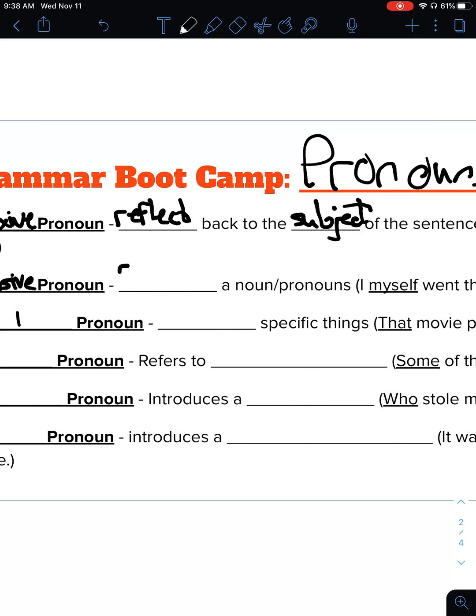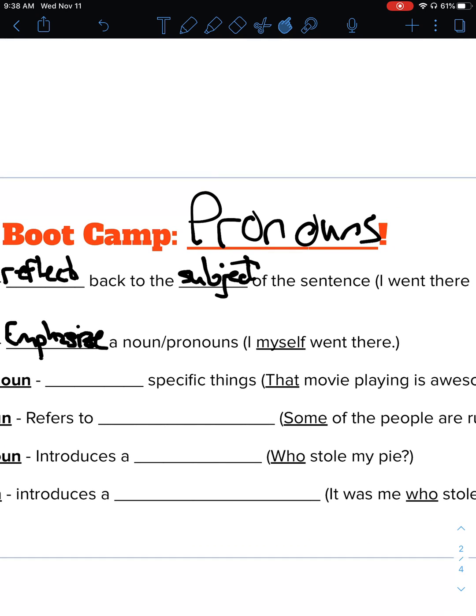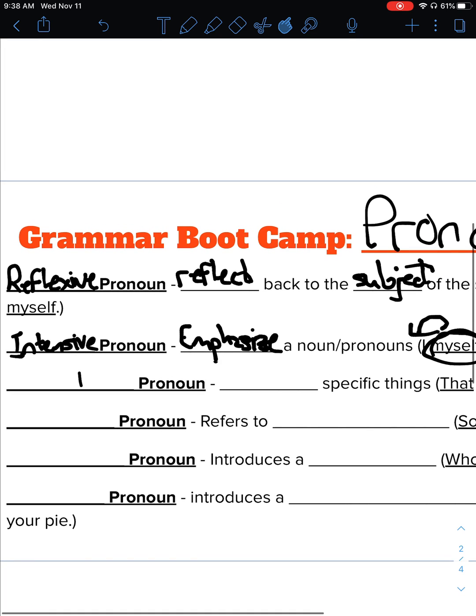And intensive pronouns emphasize a noun or pronoun. So if you look at those examples, the first one says, I went there myself, and the second one uses, I myself went there. They use the same word. It's really the position of the word itself. So intensive, it will always be right next to the word it emphasizes. Whereas reflexive, it'll be later on in the sentence. That's the main difference between the two.